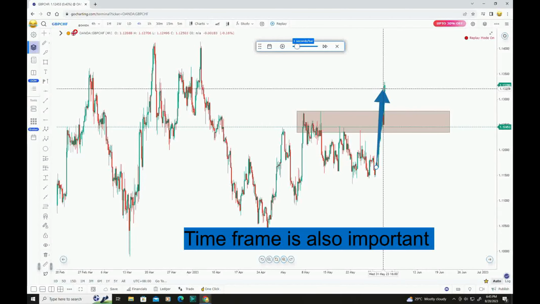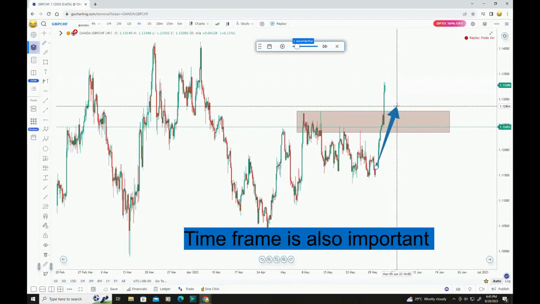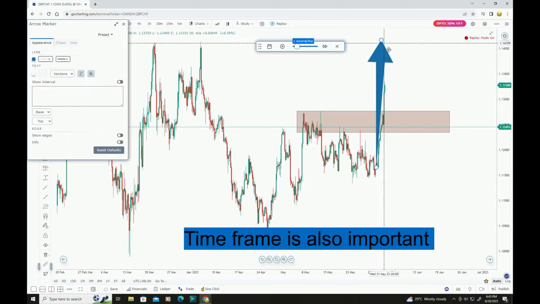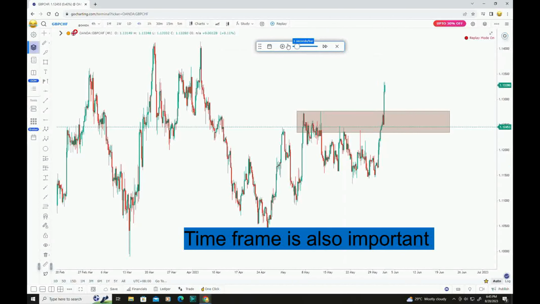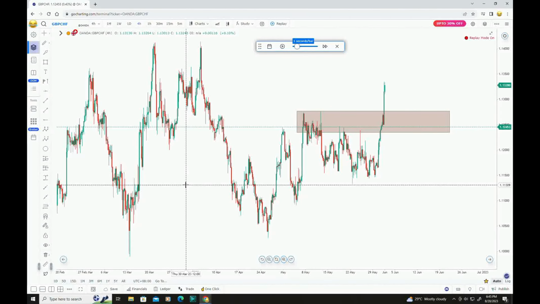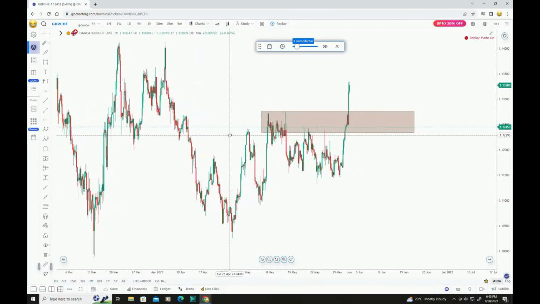We are expecting two scenarios. The first scenario is the price goes up and then retests here. The second scenario is the price goes to this zone and maybe we look for an opportunity in this double top formation. But I already made a video about double top, so if you are interested, you can see it. Now let us see what happens.